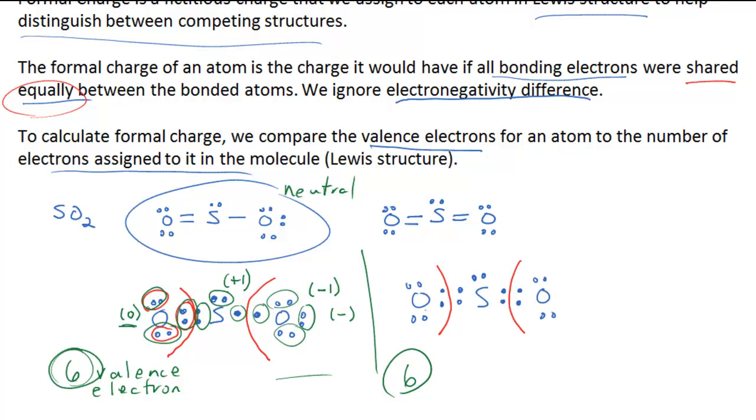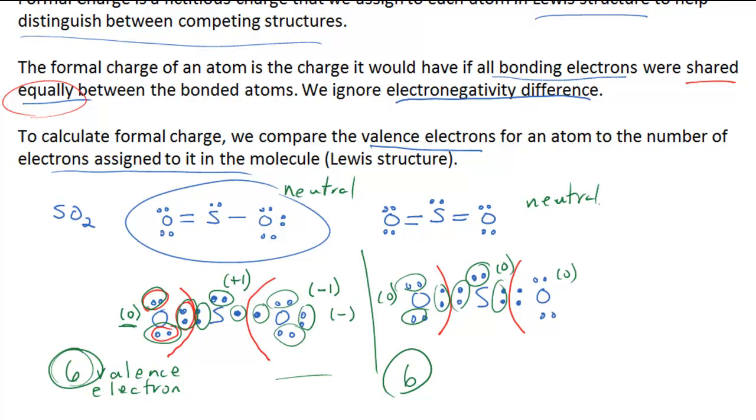All right, let's count. Oxygen on the left, 2, 4, 6. Matches its normal valence. Formal charge is 0. What about sulfur? 2, 4, 6. Matches its normal valence. Formal charge is 0. 2, 4, 6. Matches the normal valence. Formal charge is 0. Now what you'll find a lot of times when you do have 0 formal charges, you don't write 0. It's only if there's an actual formal charge other than 0. Okay, so all the formal charges are 0. They do add up, of course, to this neutral molecule, as we would expect.